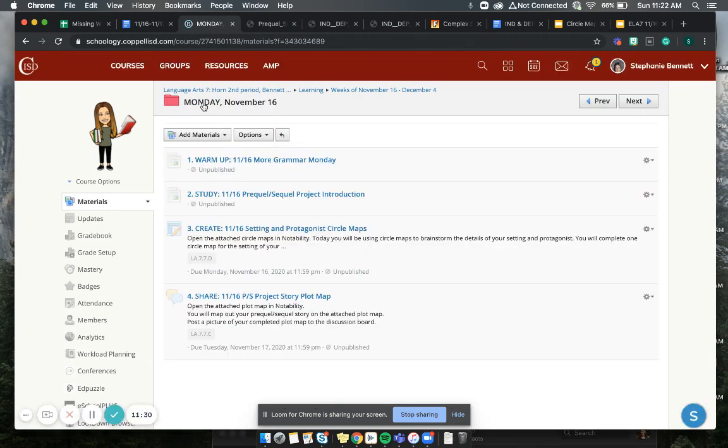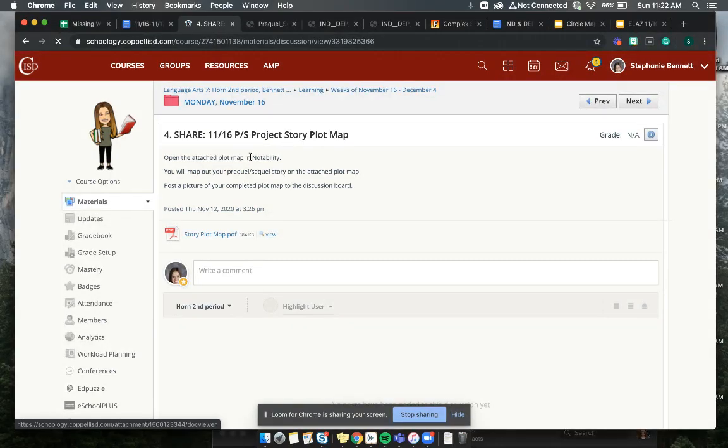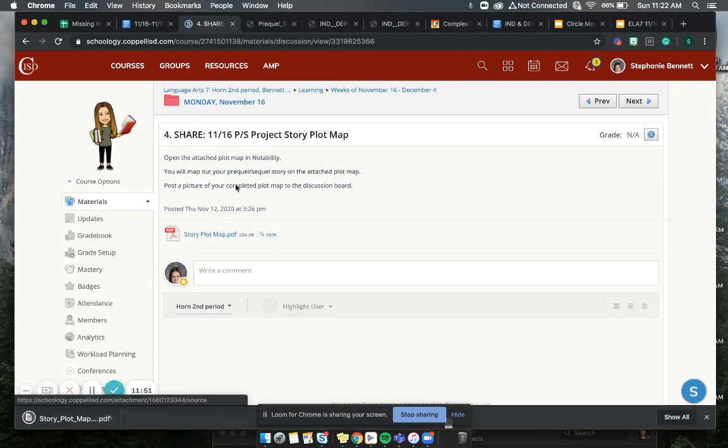All right, so at this point, you should have submitted your setting and protagonist circle maps. So now we are going to move on to number 4, share. So you're going to click on number 4, share. And it says, open the attached plot map in Notability. So this plot map right here, we are opening it up in Notability. You will map out your prequel sequel story on the attached plot map. And then you will post a picture of your completed plot map to the discussion board.